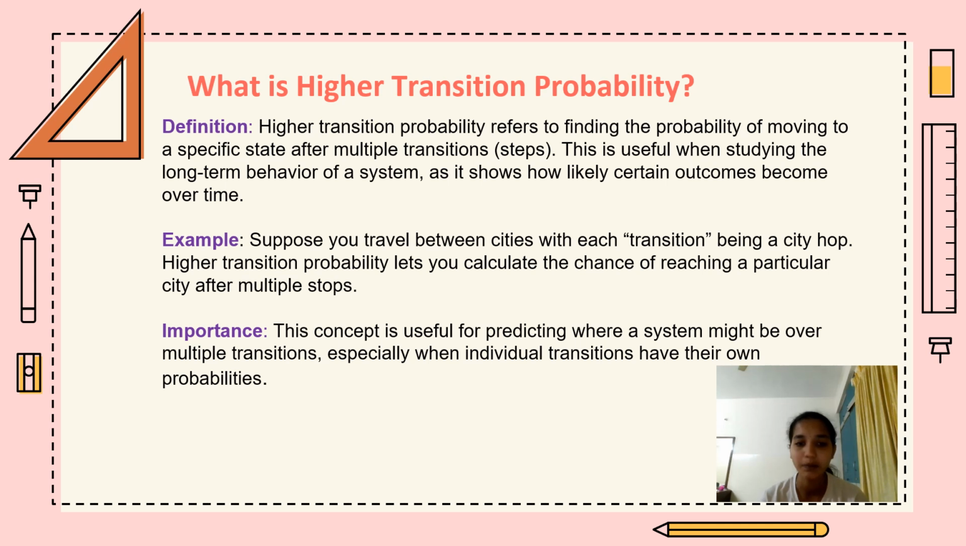Higher transition probability lets you calculate the chance of reaching a particular city after multiple stops. Importance. This concept is useful for predicting where a system might be over multiple transitions, especially when the individual transitions have their own probabilities.